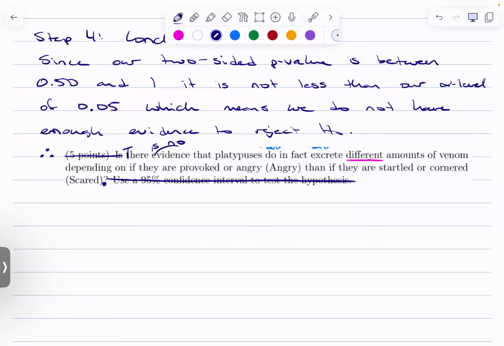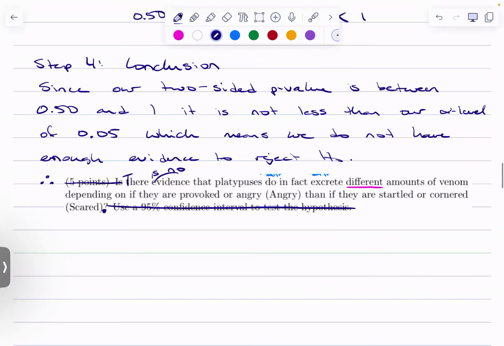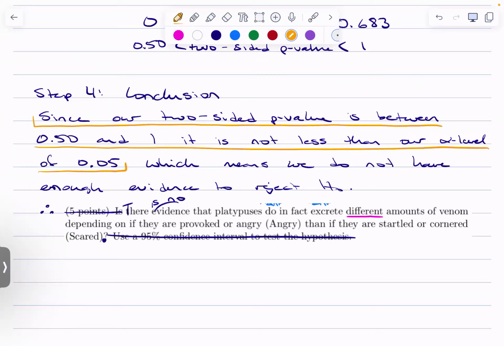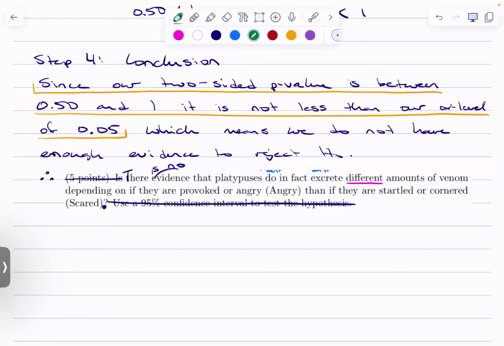Where do those 3 marks go? 1 mark for comparing your p-value to your alpha level, right? Is it less than the alpha level or is it not less than the alpha level, right? And I would use that distinction. It either is less or not less, okay? And then the second part is then using that, do you have enough evidence to reject H naught? Or do you not have enough evidence to reject H naught?